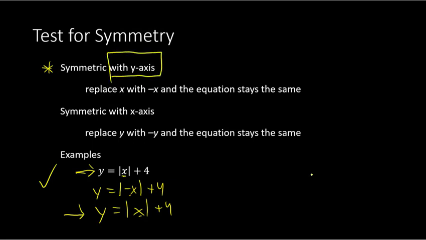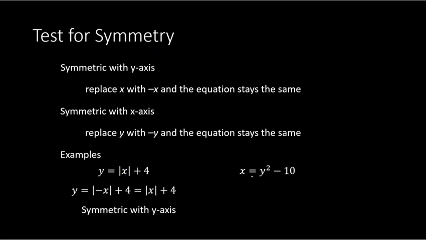y-axis. Here is a second example, and for this one, we're going to do the second test. So we're trying to determine if it is symmetric with respect to the x-axis. All right, so if you plug in a negative y in place of y, we need the equation to stay the same. So what happens if you plug in negative y in place of y?